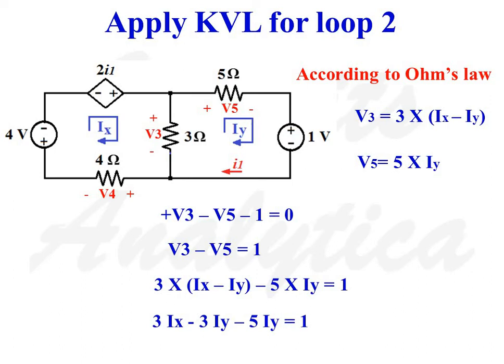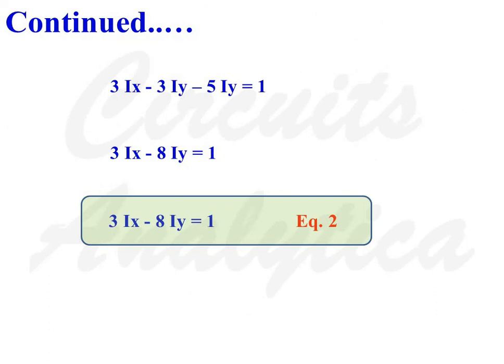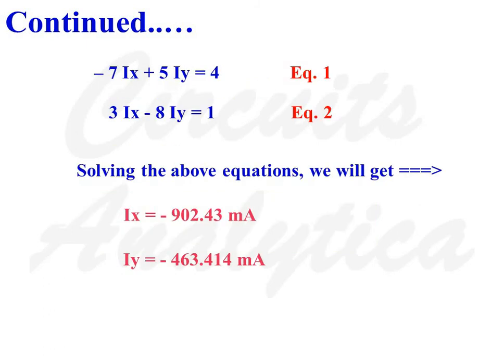3Ix minus 3Iy minus 5Iy is equal to 1. Rearranging the terms, we will get 3Ix minus 8Iy is equal to 1. Equation number 2. So we have two equations. Minus 7Ix plus 5Iy is equal to 4, equation number 1. 3Ix minus 8Iy is equal to 1, equation number 2.